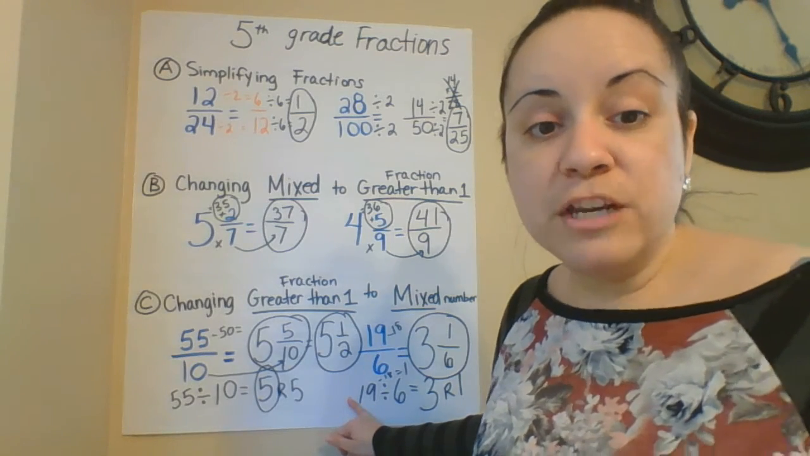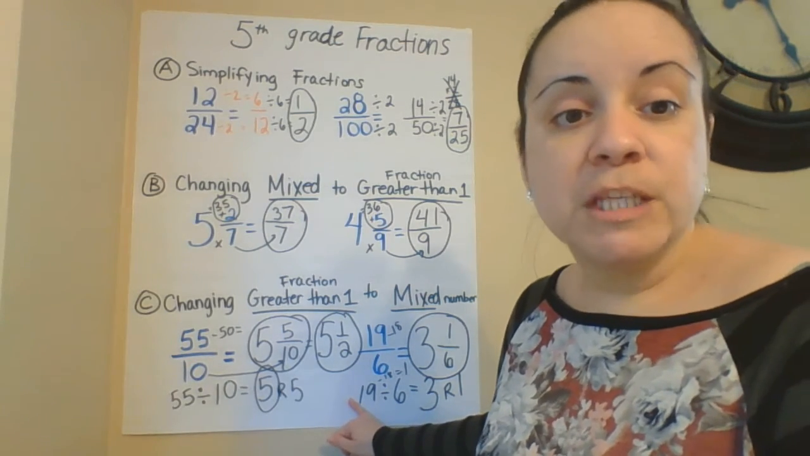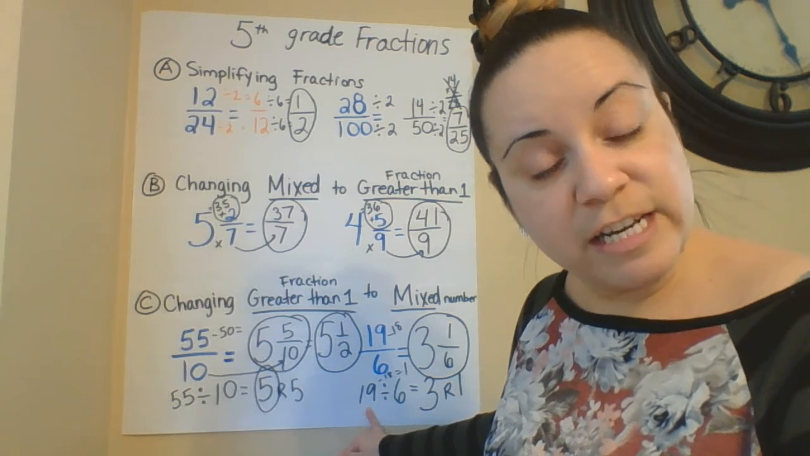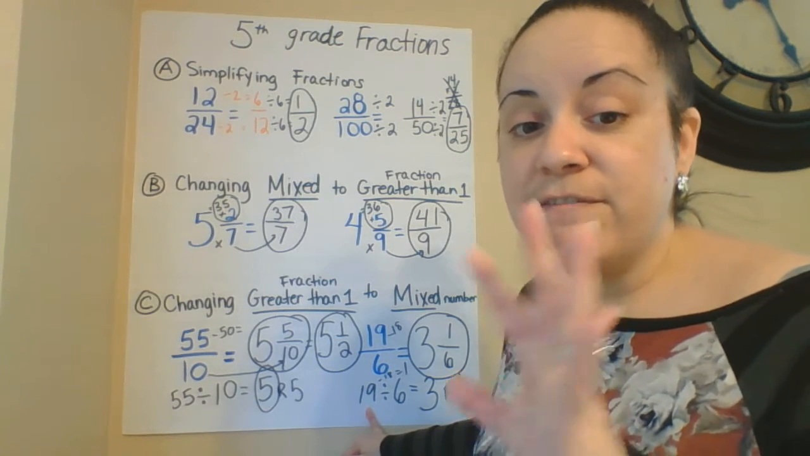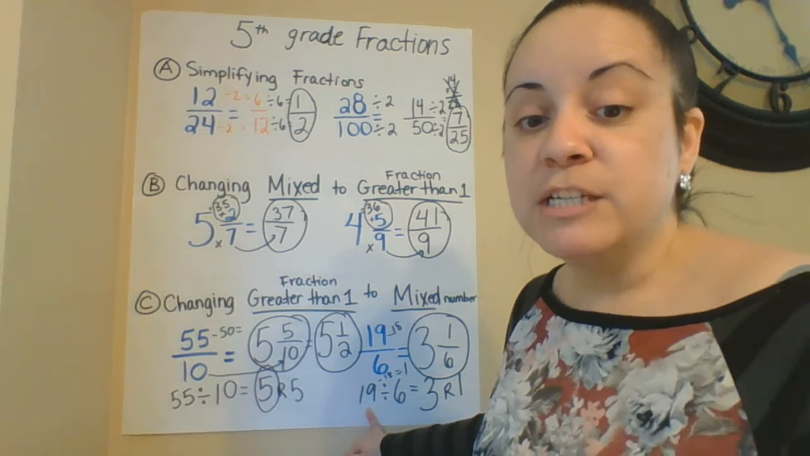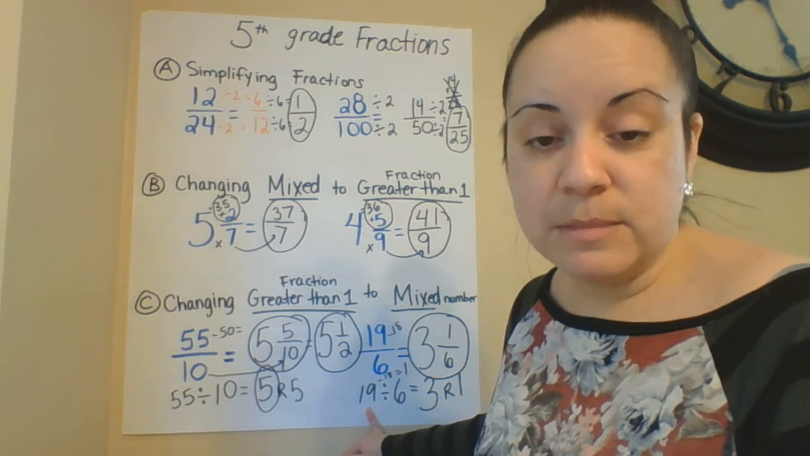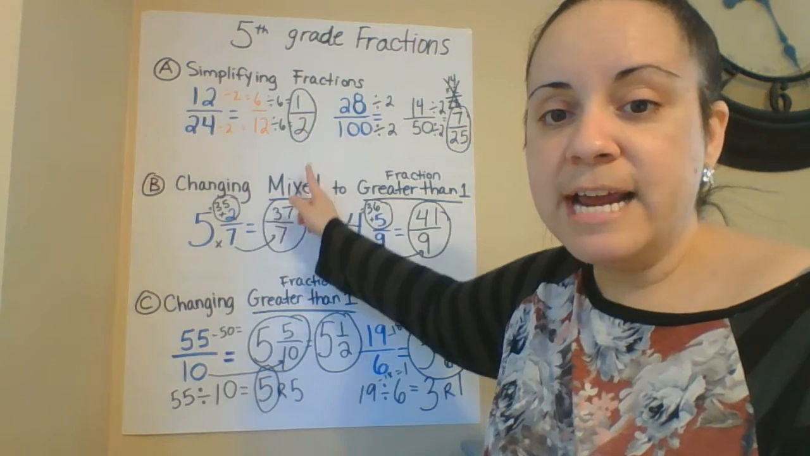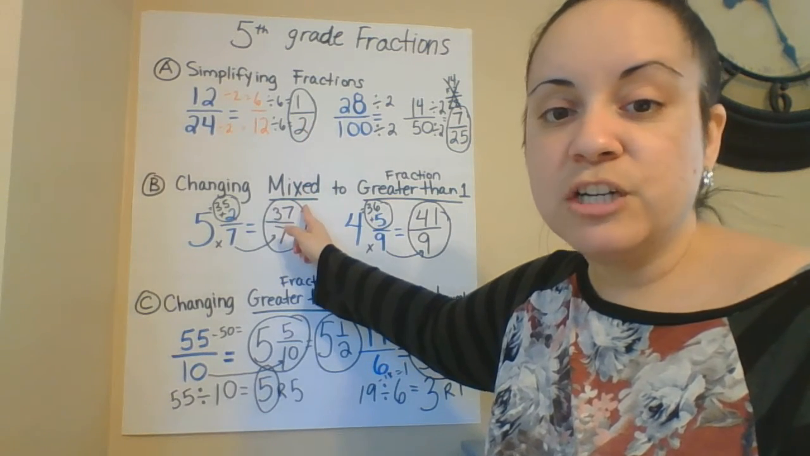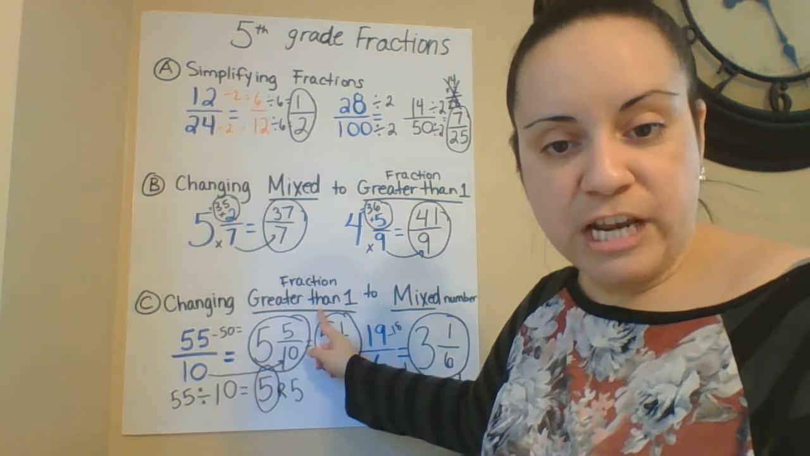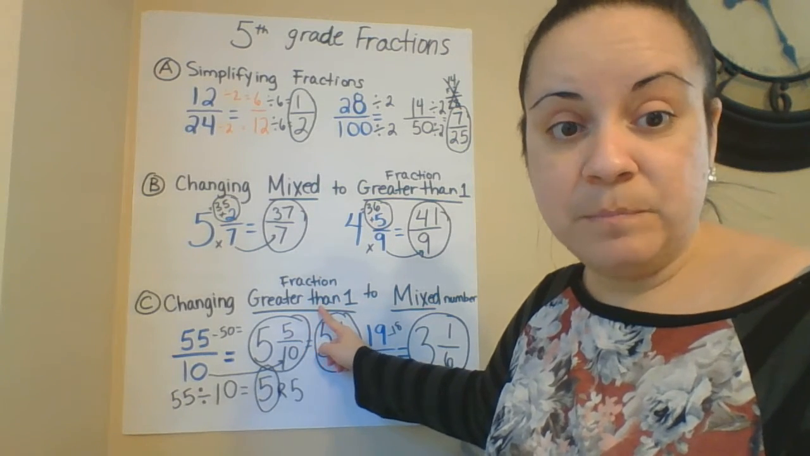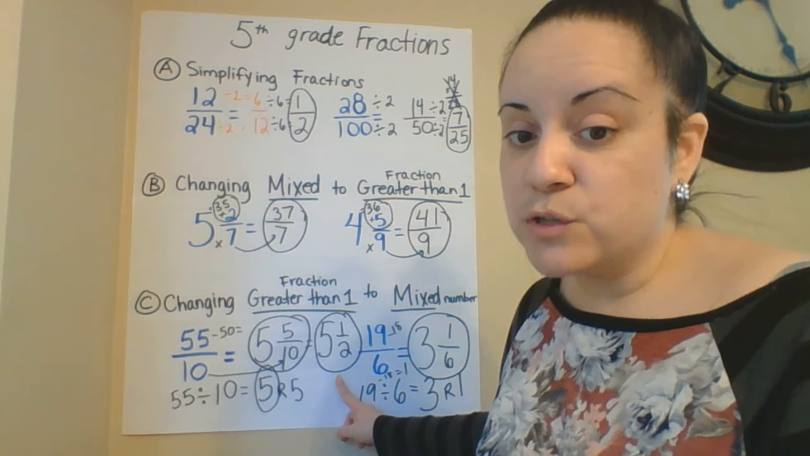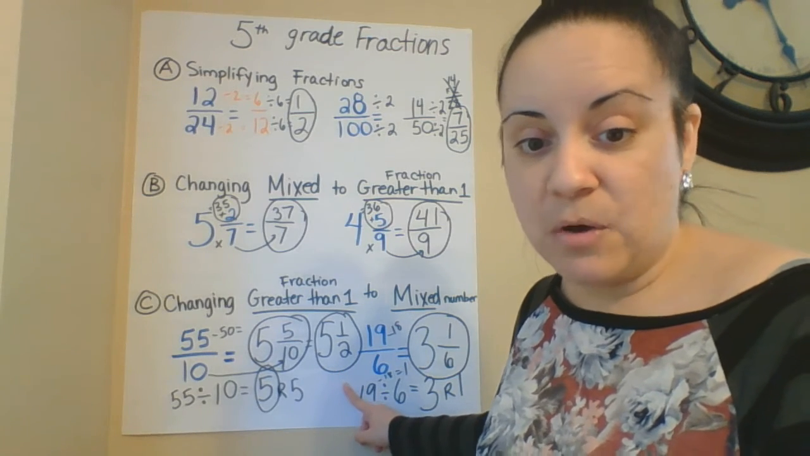So when you finish with this video, you are going to go to the paper that you clicked on the link for this video and answer the 5 problems to go with these problems. It will tell you at the top of the problem either simplify, changing mixed to greater than 1, or changing greater than 1 to mixed. I'm also going to have a picture of this poster on your paper so that you can reference it, okay?